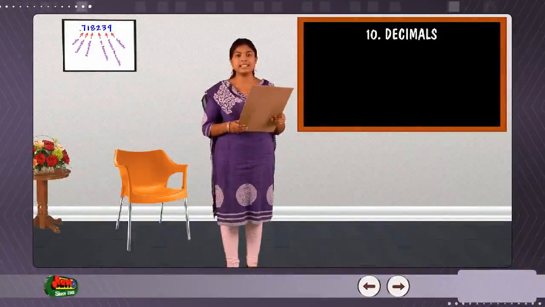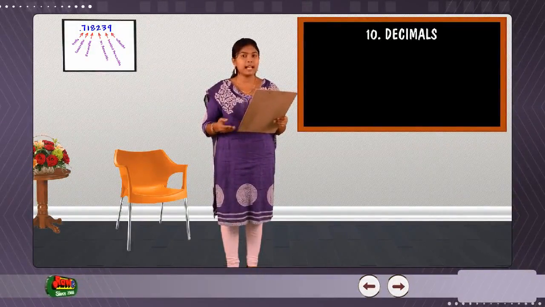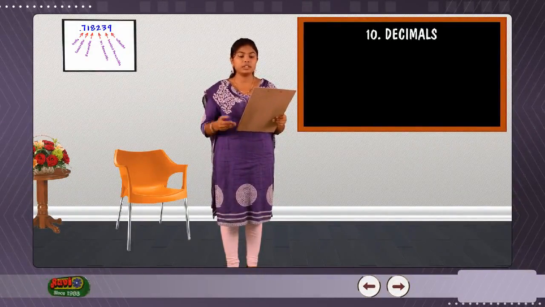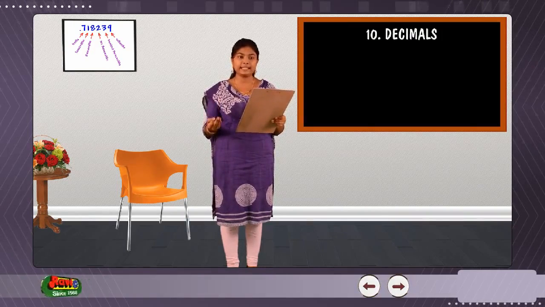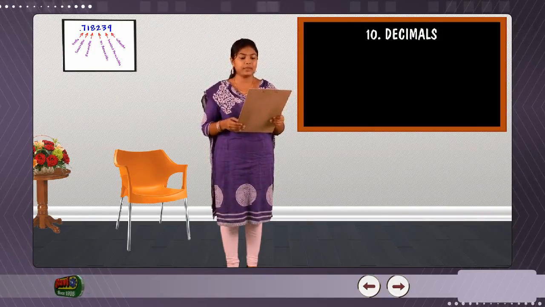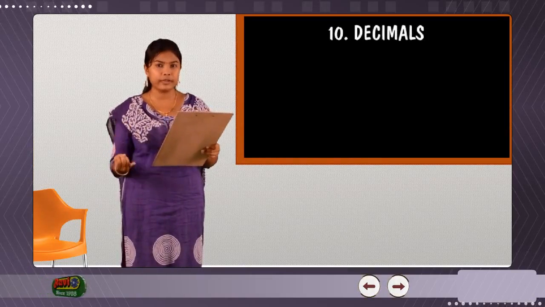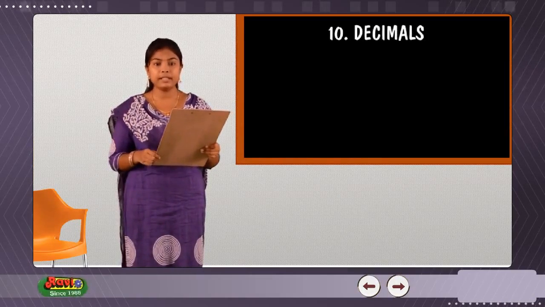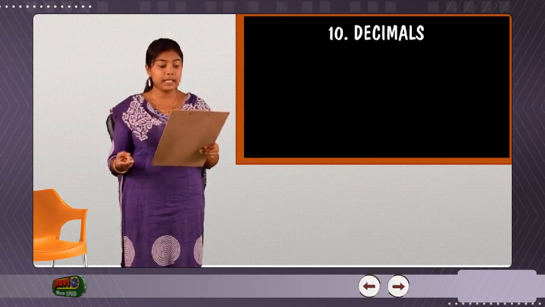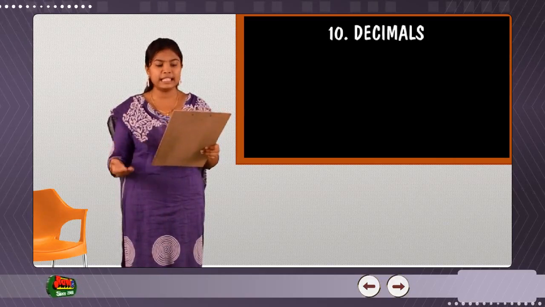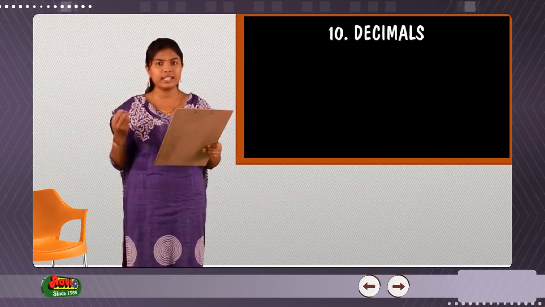10. Decimals. Hi children, denoting a system of numbers and arithmetic based on the number 10, tenth parts and powers of 10 is called decimal system. A decimal may be a terminating decimal which has a finite fractional part, example 15.600. A repeating decimal which has an infinite fractional part made up of a repeating sequence of digits.